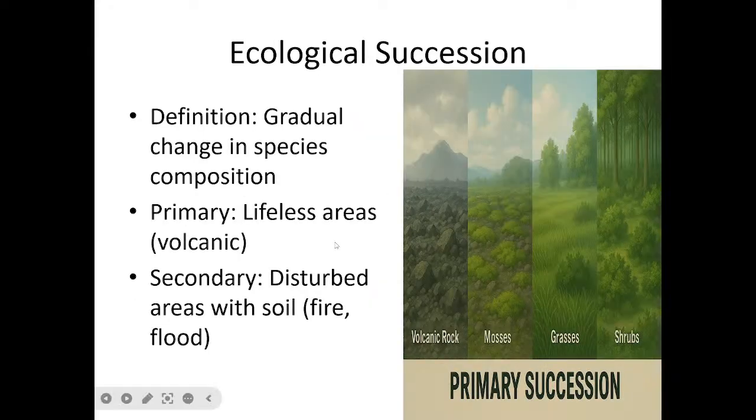denitrification. So now if you say ecological succession, what do we mean? Ecological succession is a gradual change in species composition. When you look at this, one is a volcanic rock. On that rock, mosses will grow, that is, all these lower plants will grow on it, and when it grows, this is going to be followed by grass. Then on the grass, shrubs will also grow there.